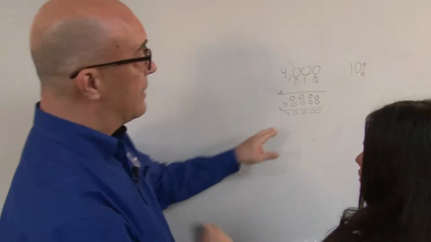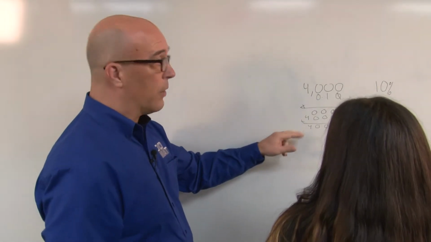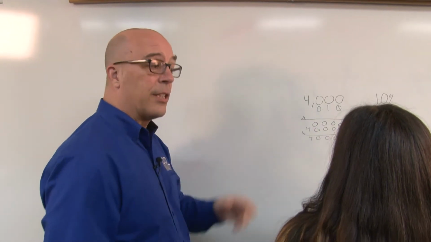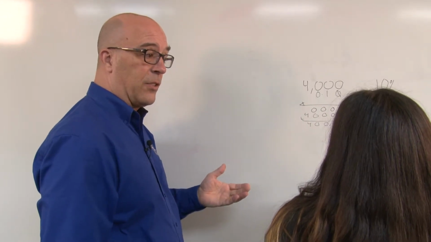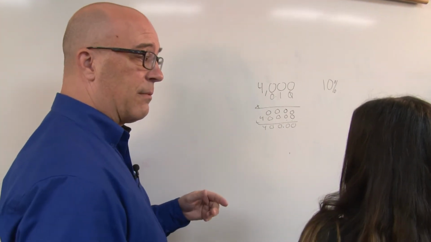So what does the $400 now represent? How much they're going to give you? Right. Okay, so that's the interest that they're going to give you. So if you started with $4,000, and the question was, how much will you have at the end of the year? So you started with $4,000. They're going to give you some. So what's your total at the end of the year?